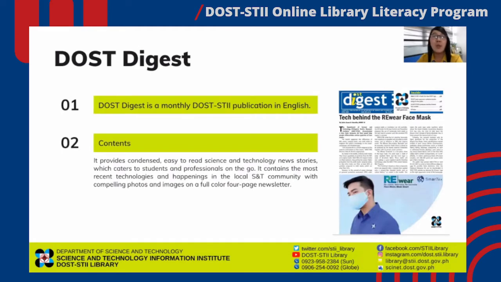Next, we have the DOST Digest, which is a monthly DOST publication. So what's inside DOST Digest? If you are looking for condensed and easy to read science and technology news stories, DOST Digest is the one for you. DOST Digest contains the most recent technologies and happenings in the local SNT community with compelling photos and images on a full color, 4-page newsletter. So if you are a student or professional on the go, DOST Digest is the one for you.